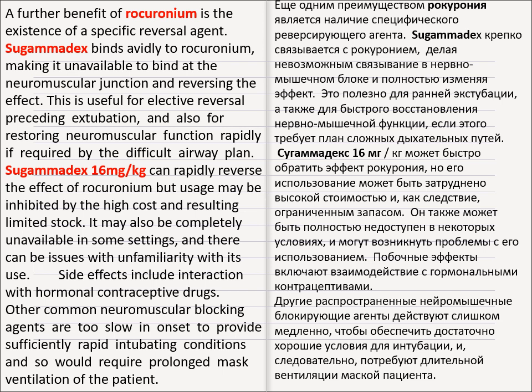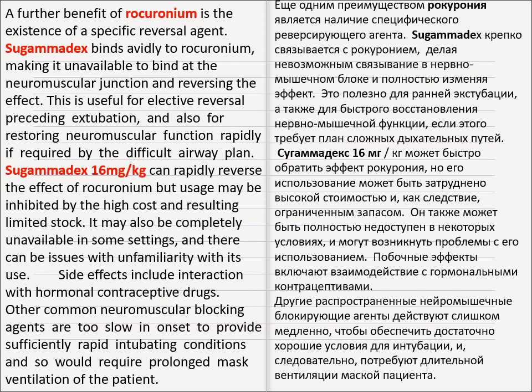Sugammadex binds avidly to rocuronium, making it unavailable to bind at the neuromuscular junction and reversing the effect. This is useful for elective reversal preceding extubation and also for restoring neuromuscular function rapidly if required by the difficult airway plan. Sugammadex 16 mg per kg can rapidly reverse the effect of rocuronium, but usage may be inhibited by the high cost and resultant limited stock.